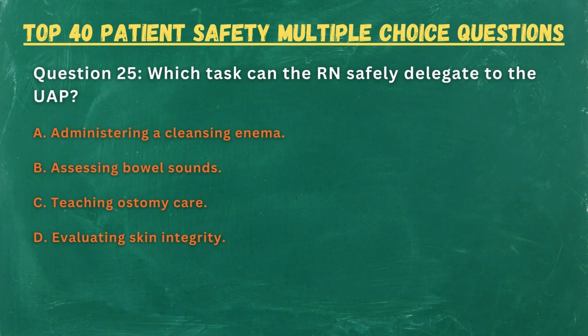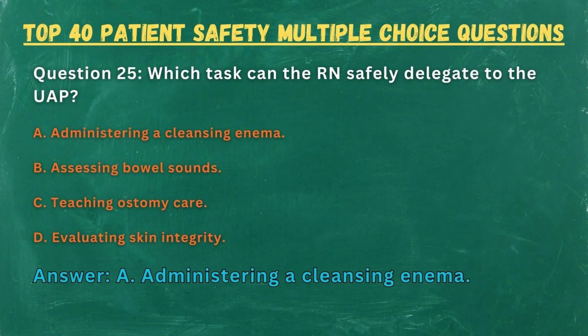Question 25. Which task can the RN safely delegate to the UAP? A. Administering a cleansing enema. B. Assessing bowel sounds. C. Teaching ostomy care. D. Evaluating skin integrity. Answer: A. Administering a cleansing enema.